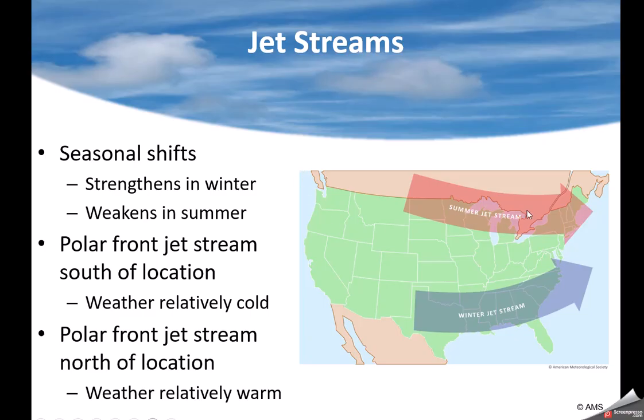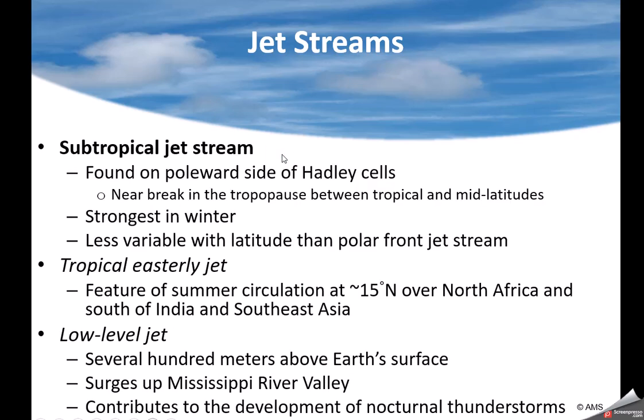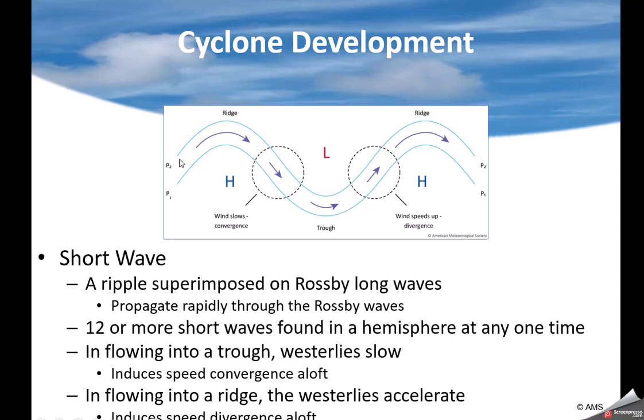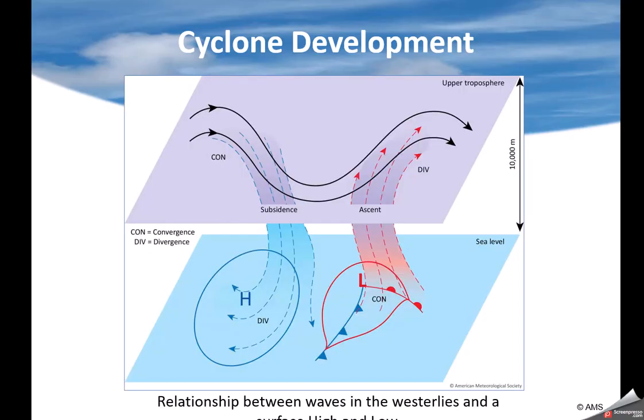And you can see in the summertime, the jet stream, as you would expect, moves further north. In the wintertime, it moves further south. So there's another part of the jet stream we call short waves. And let's look at that in a little bit more detail later. These all contribute to cyclone development. We're going to go into a lot of detail on that next week.